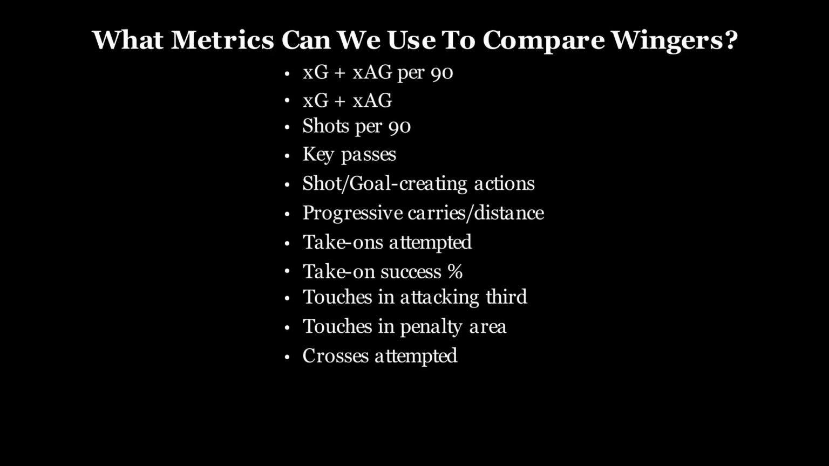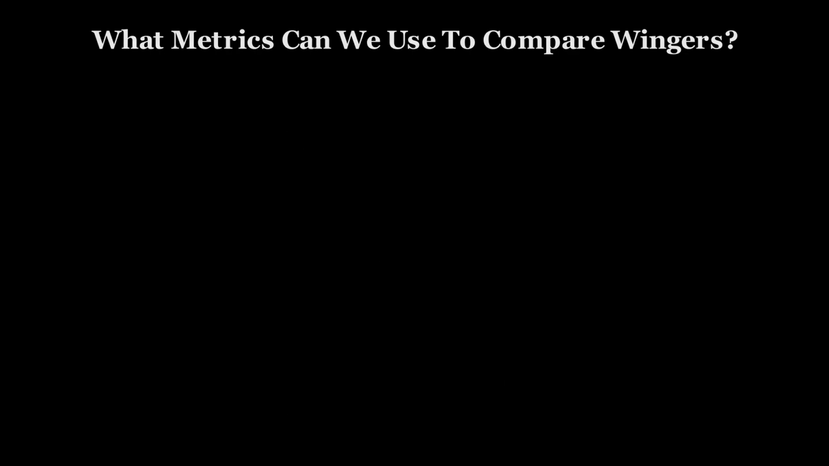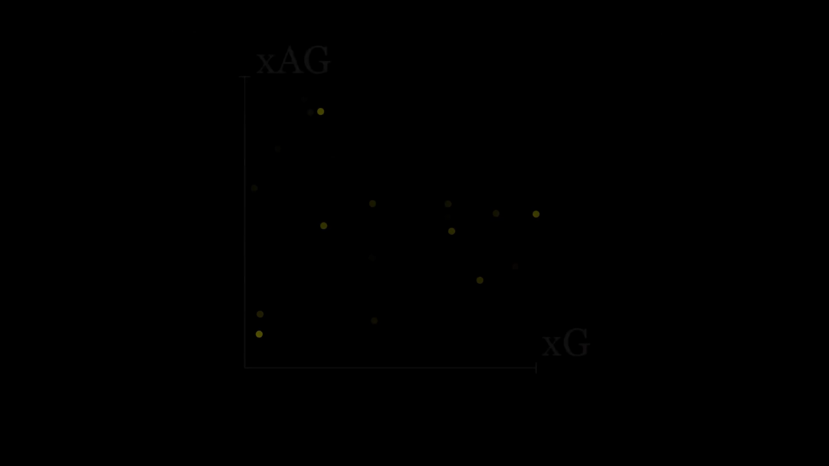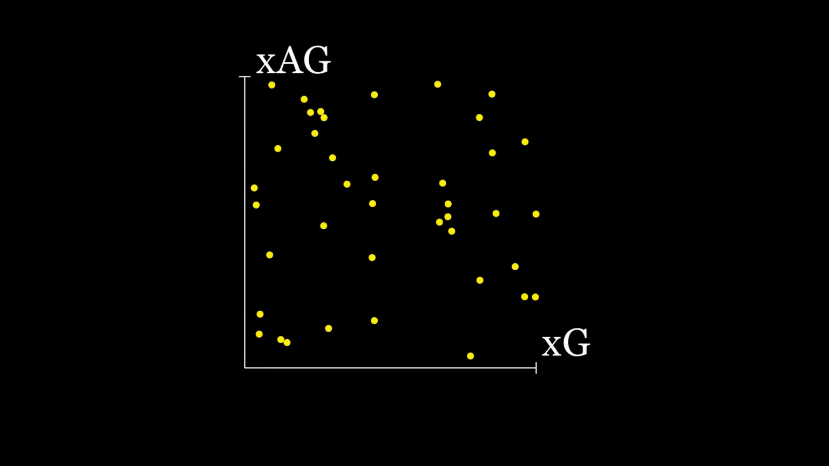Now, here's the problem. This is already a lot of information, far more than we can realistically visualize at once. When we previously looked at just two metrics, like xG and xAG per 90, we were only seeing a very small slice of the full picture. At best, we can add one more dimension, for example, progressive carries, and move into three dimensions.